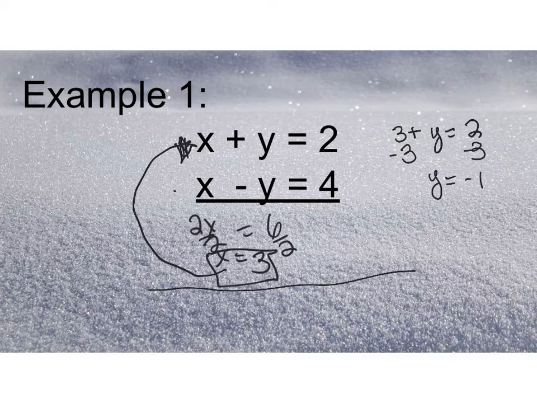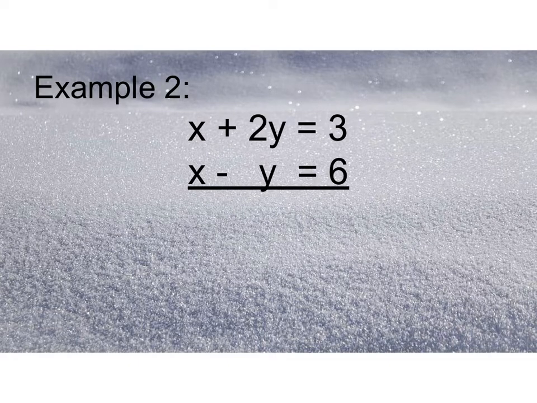So my answer to this system of equations, the solution to the system, would be (3, -1). And that's where those two equations will intersect. Now we have one that is a little bit more difficult. We are going to have to figure out how we're going to make the coefficients in either the x's or the y's become 0.